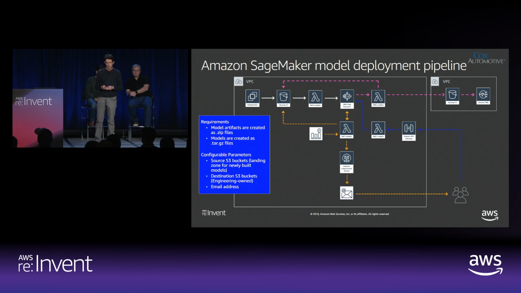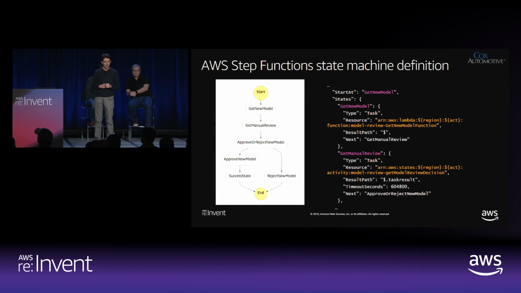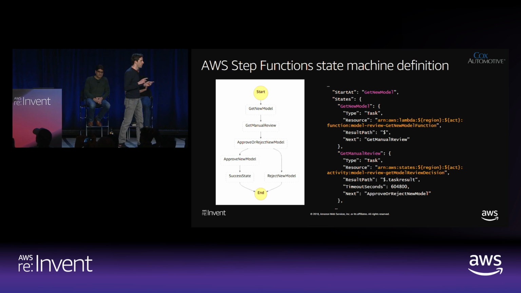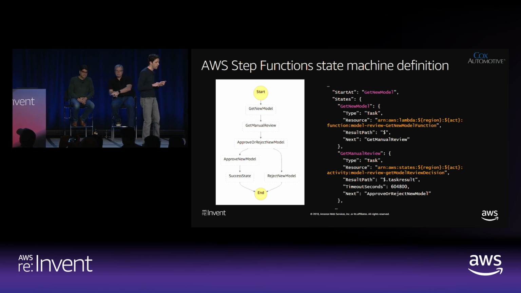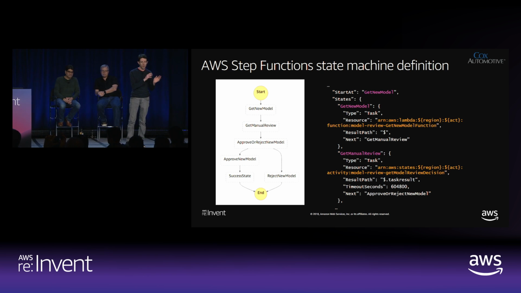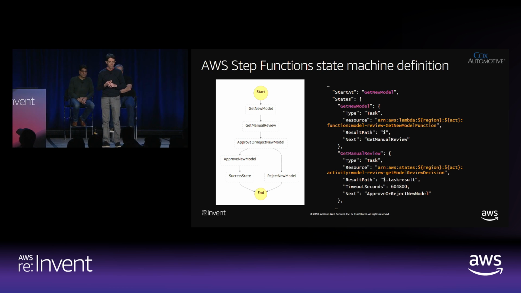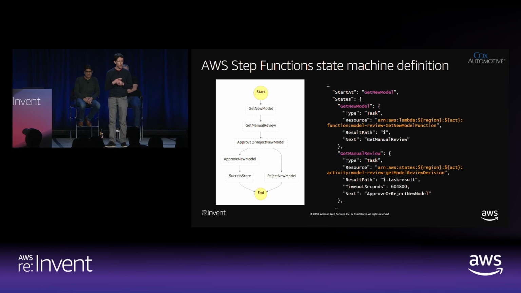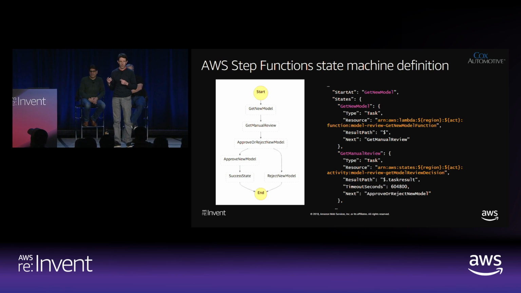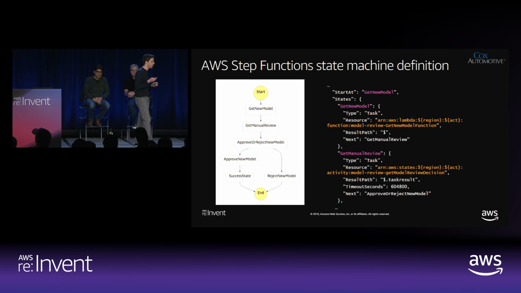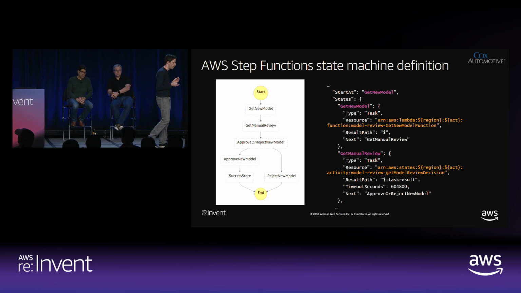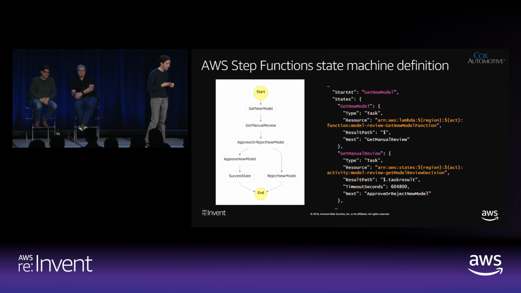So let's take a look at the details of the step function itself, because that's where kind of all of this is centered around. So the visualization at the left-hand side of the screen, like what Andy said, this is available in the AWS console, and it's kind of a nice visualization of what your state machine looks like. So I'll just talk through each of the states real quick so that you get an understanding of what each one is doing. So get new model is responsible for getting model metadata, mainly the S3 prefix and the file name.